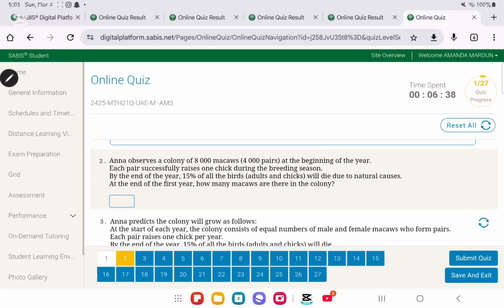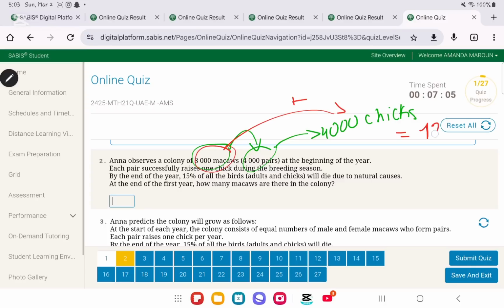There's many ways to do this. I will focus on two important ways. We could do it like this. We have that 8,000 macaws, which is 4,000 pairs, at the beginning of the year. But each pair successfully raises one chick. So 4,000 pairs will raise 4,000 chicks. So in total, they are 8,000 macaws plus 4,000 chicks. In total, you are going to have 12,000.